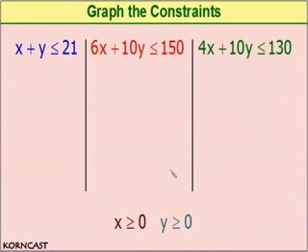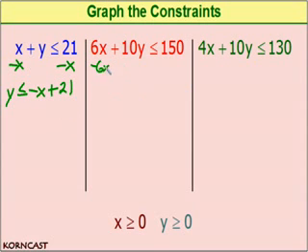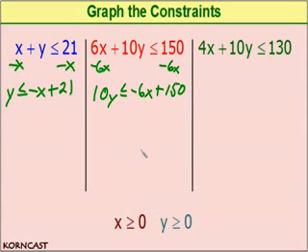Okay, now what we want to do is graph our constraints. And I'm going to put all three of these into slope-intercept form. The first thing I'm going to do on this one is subtract an x from both sides. And that's going to give me y is less than or equal to negative x plus 21. And that was pretty easy. Okay, the next one I'm going to subtract a 6x from both sides. And that's going to give me 10y is less than or equal to negative 6x plus 150.